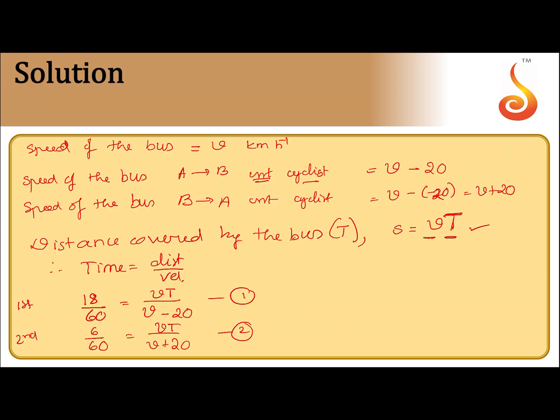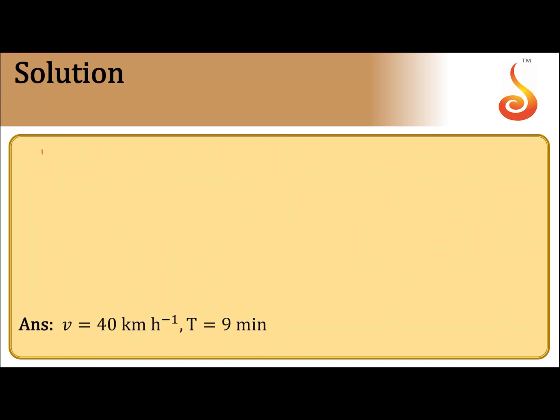Now, let us divide equation 1 by 2. If we divide equation 1 by 2, what do we get? We get v plus 20 divided by v minus 20 is equal to 3, since 18 divided by 6 is 3. So, upon simplification we get v is equal to 40 km per hour, which is the speed. Now, I will use equation 1 or equation 2, anything for that matter, and substitute here to get t is equal to 9 minutes. T is equal to 9 minutes.